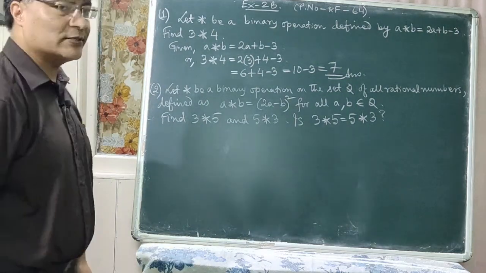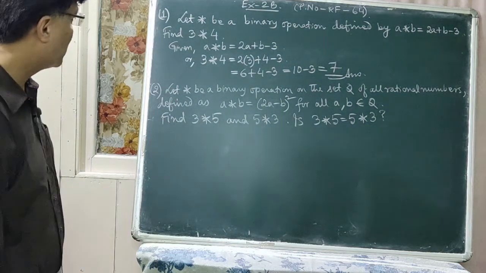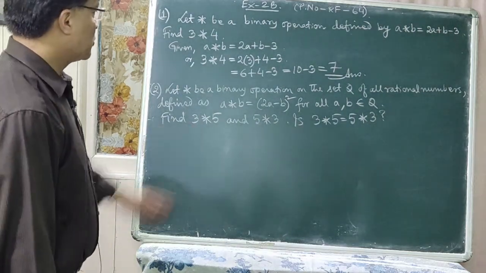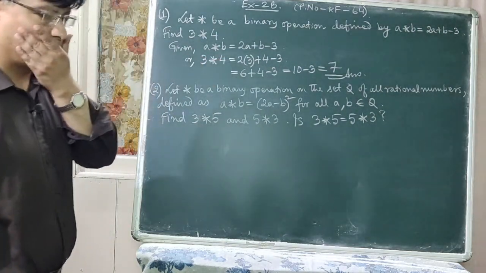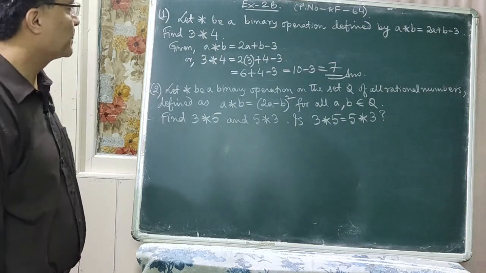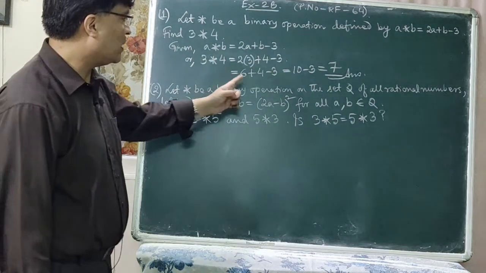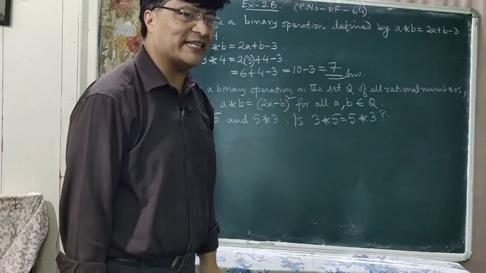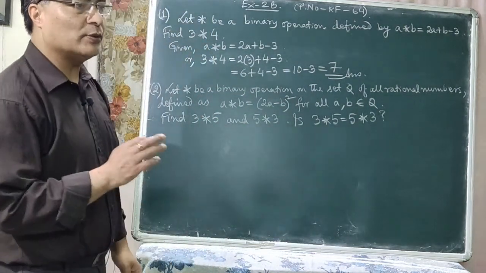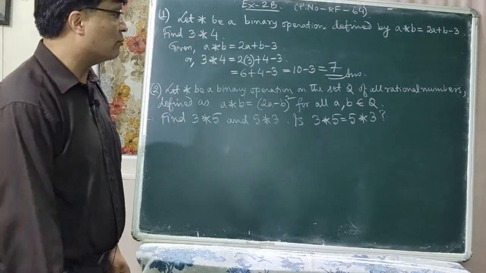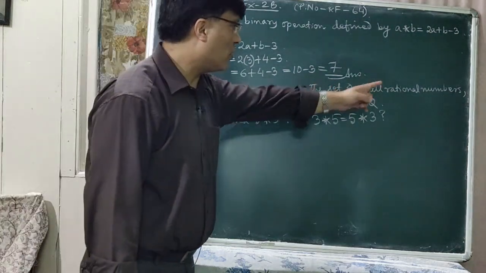So next question is number 2. Let's do question number 2. You can copy it. Let star be a binary operation on the set Q. Here Q is the set of all rational numbers.